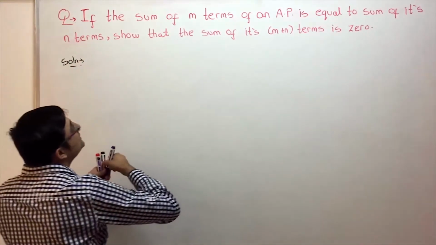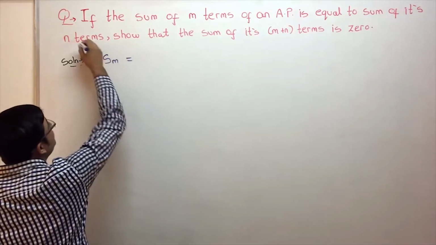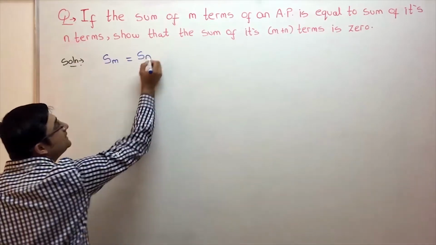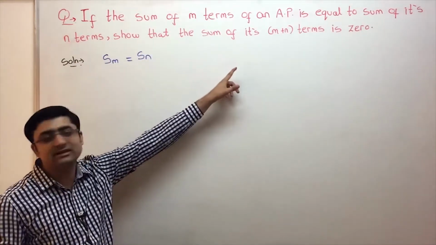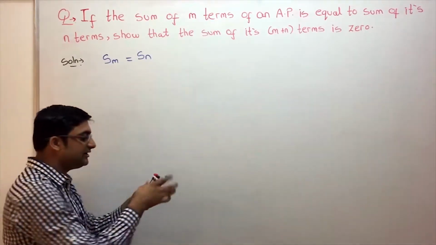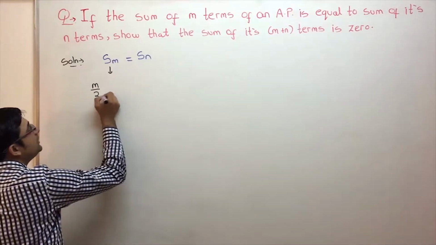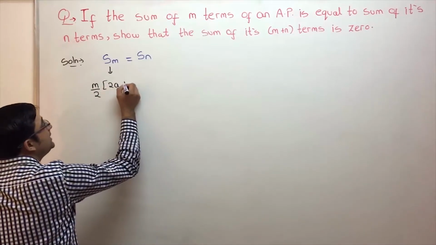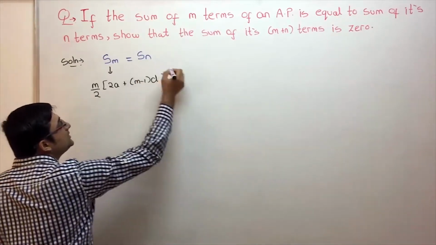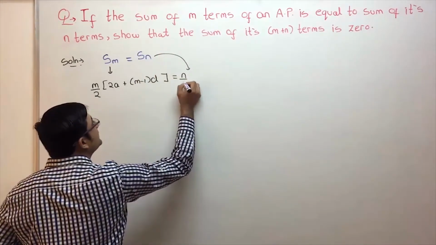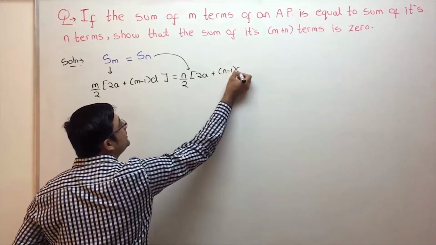We are given the sum of m terms, meaning Sm, is equal to the sum of its n terms, that is Sn. So we're given one condition over here. Based on this, we have to show the sum of its m plus n terms is 0. So let's first solve this. What is the sum of m terms? It is m by 2 into 2a plus m minus 1 into d, is equal to, what is the sum of n terms? It is n by 2 into 2a plus n minus 1 into d.